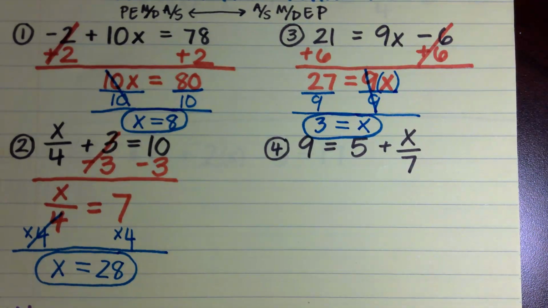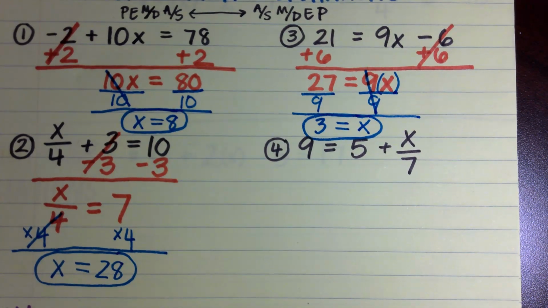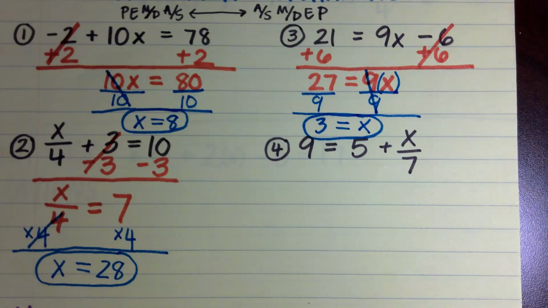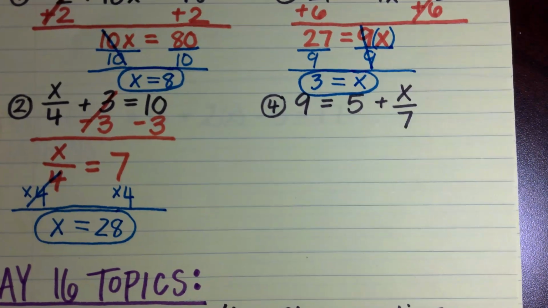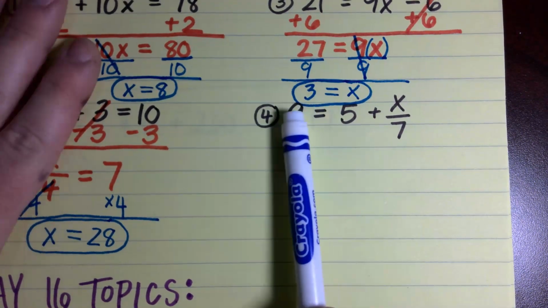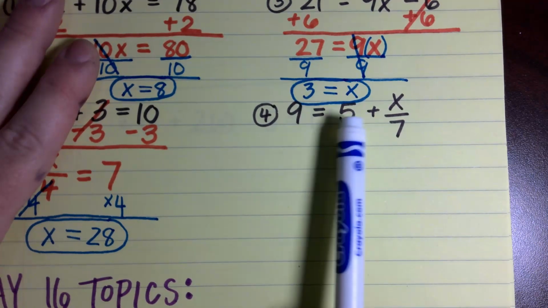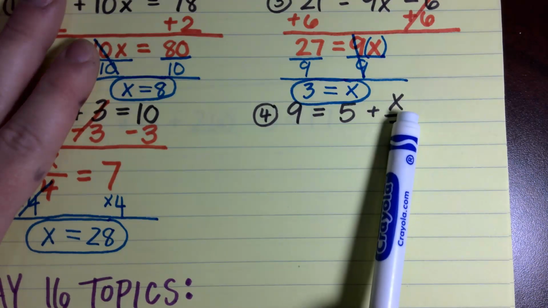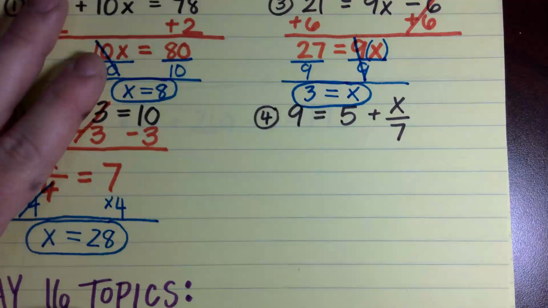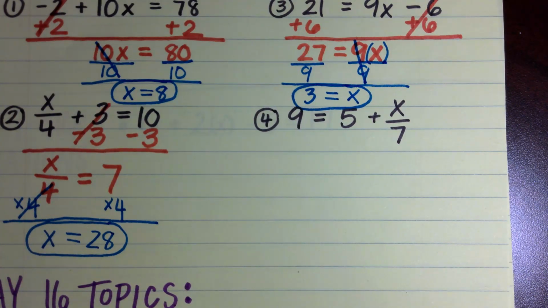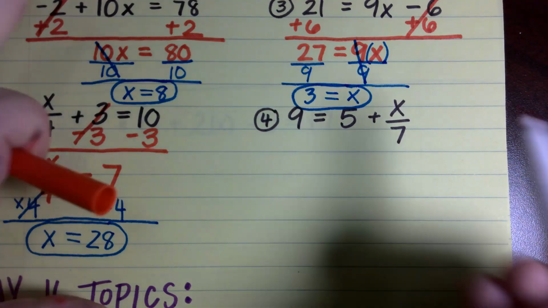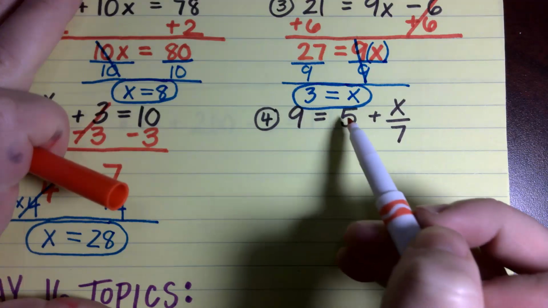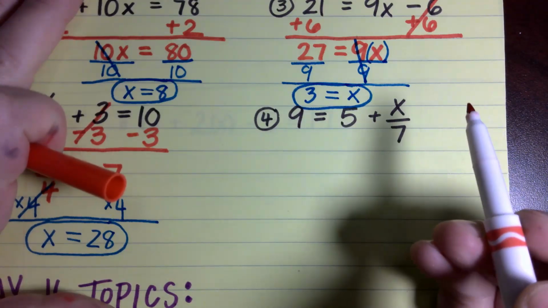Okay, any questions on 3 before we do 4? All right, let's look at number 4. We have 9 equals 5 plus x divided by 7. What should we do here? Change it to divided by 5. Put the 5 down and then take away 5. Okay, yeah, so we have a plus 5 here. So we want to get rid of that first.